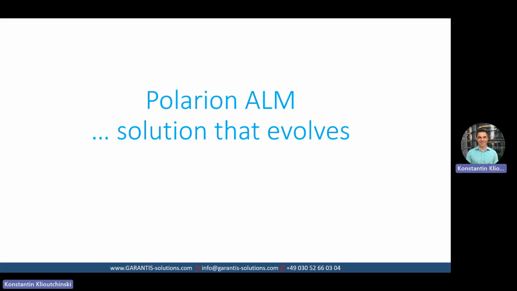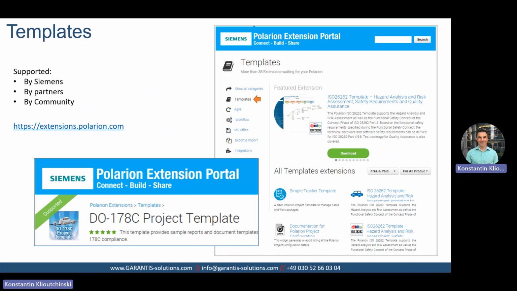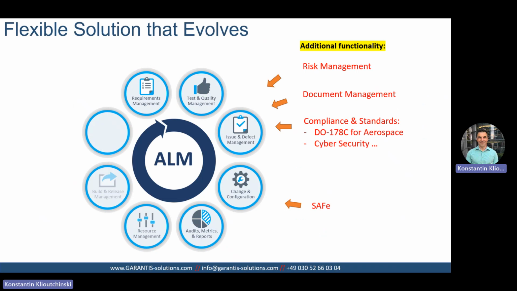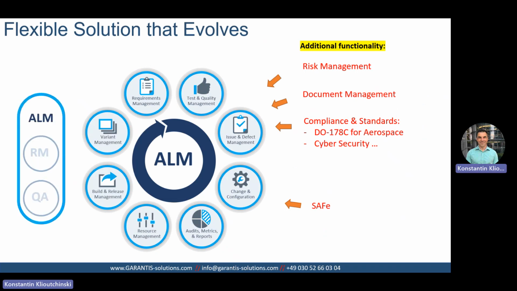And Polarion itself is a solution that evolves. There are many different templates. They are developed by Siemens, by partners, by community. So DO178C is one of the templates. There are many others. And you can take the existing functionality of Polarion, these are the blue items, and you add the red items from the right side, and it is your choice. You can add as many as you want. You just need to be careful to integrate them correctly. So there can be risk management, improved, enhanced document management, compliance with different standards, cybersecurity, Aerospace. You can use SAFe and many more functionalities.